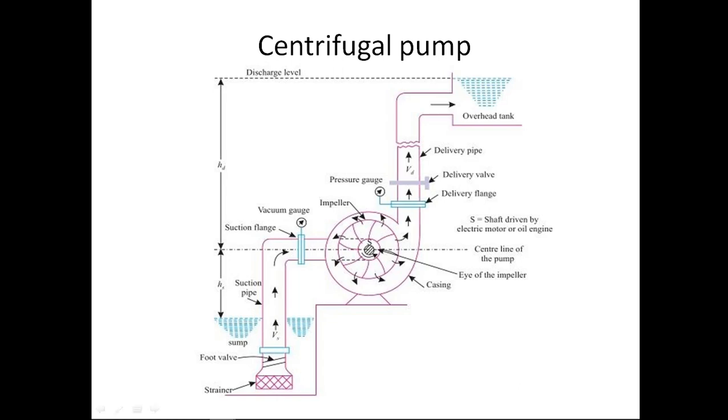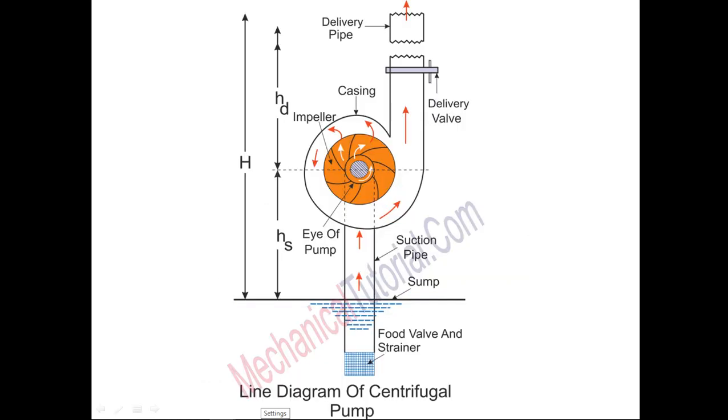The third part of the centrifugal pump is the suction pipe. Suction pipe carries water from the sump to the pump. The lower end of the suction pipe is dipped into the sump and the upper end is connected to the eye of the pump, or inlet of the pump. This eye of the impeller is the inlet part of the pump.